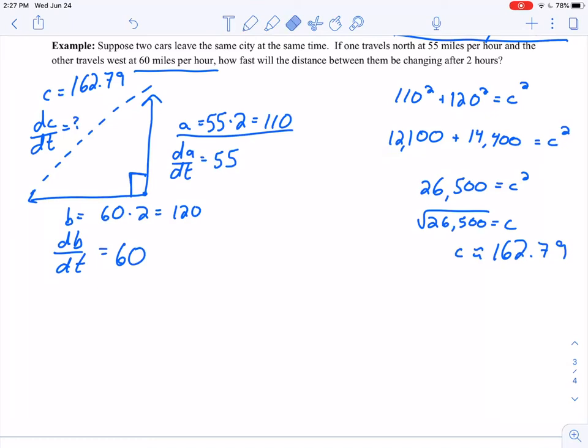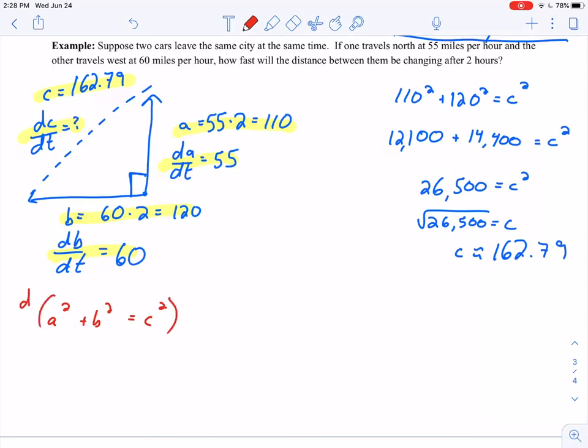So let's take stock of what we have here. We have A, we have dA over dt, we have B, we have dB over dt, we have C. I don't have dC over dt, but that's what I'm looking for, so that's okay. So let's look at our equation that relates them. We've already used it once so far. Just the Pythagorean theorem works just fine here: a squared plus b squared equals c squared.